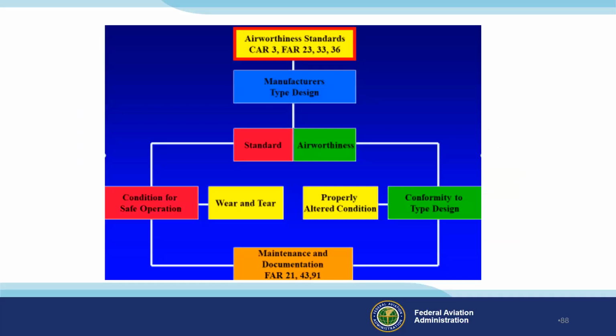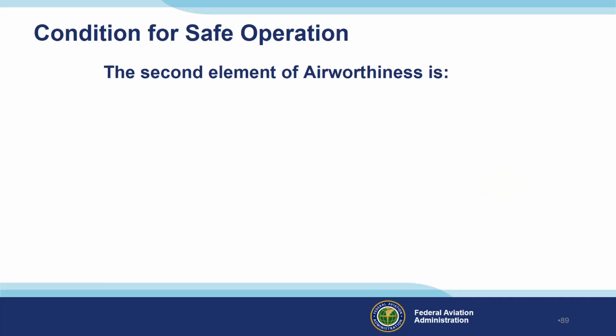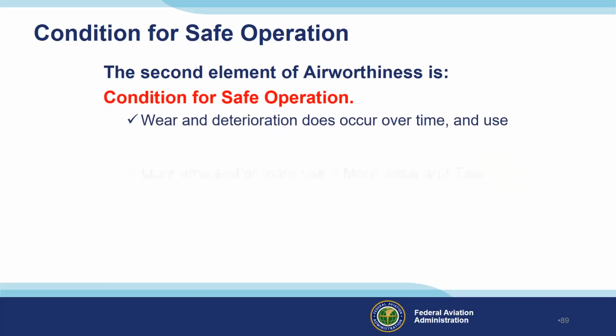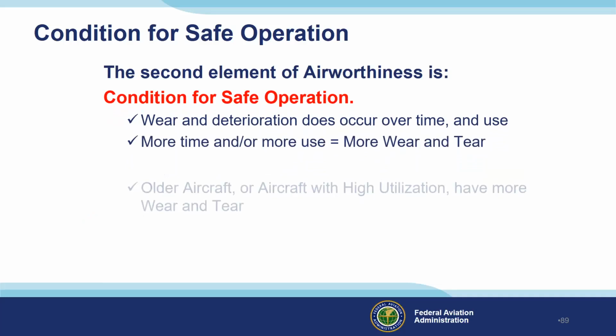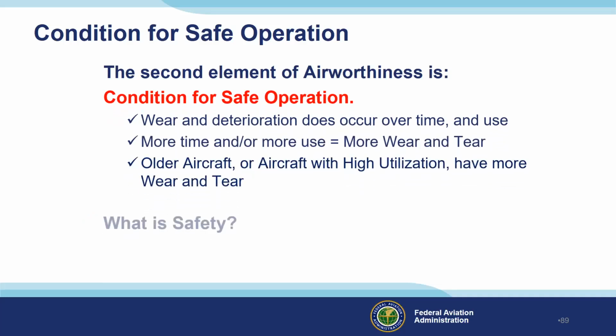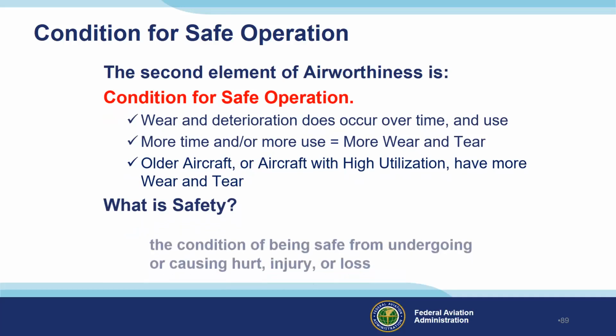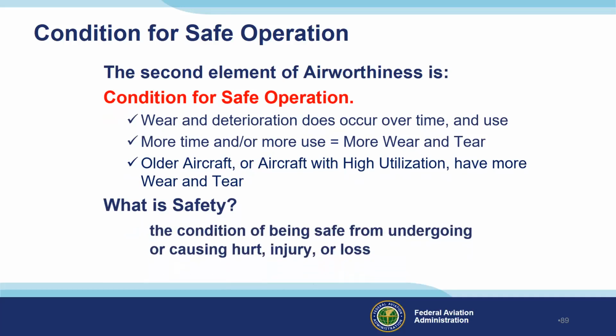So let's look at the second element of airworthiness, and this is condition for safe operation. Now we know that wear and deterioration occurs over time and use. Some aircraft have more time, they're older, and some have more use, like flight school aircraft. So there's going to be more wear and tear on those aircraft. So keep that in mind when you're doing an inspection.